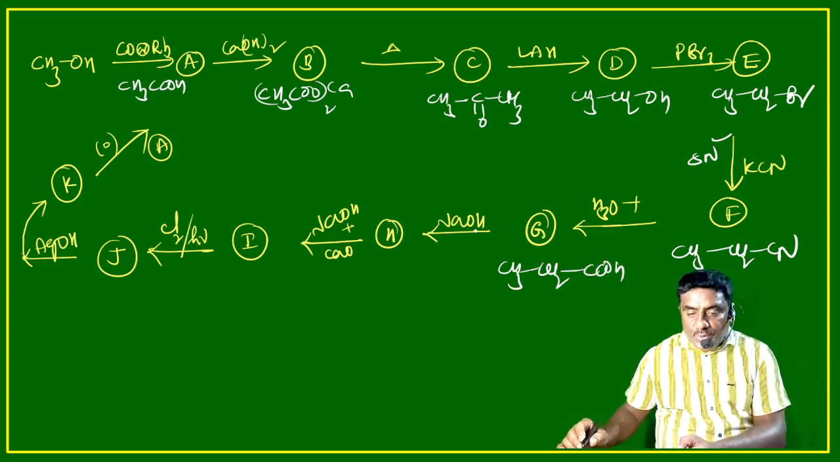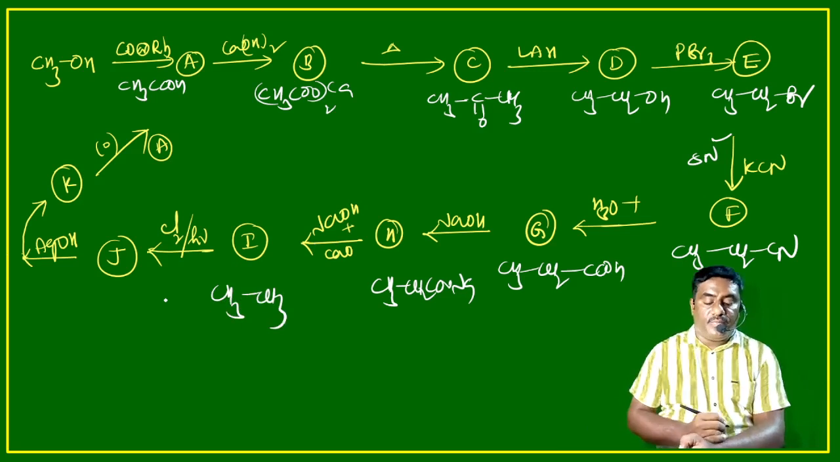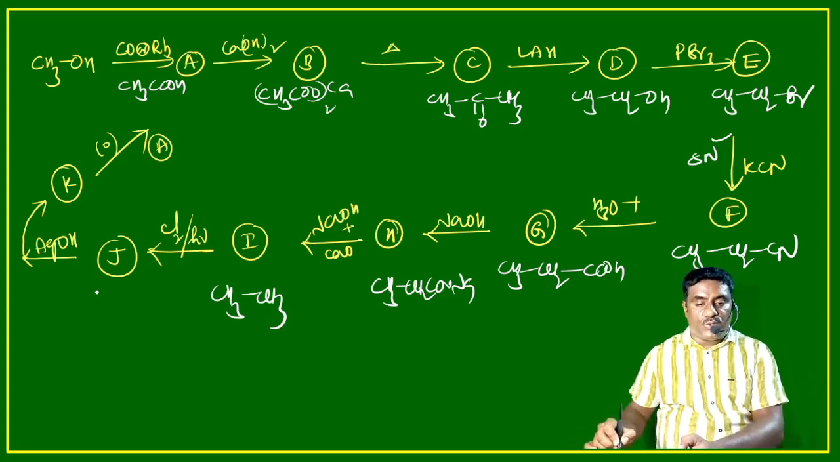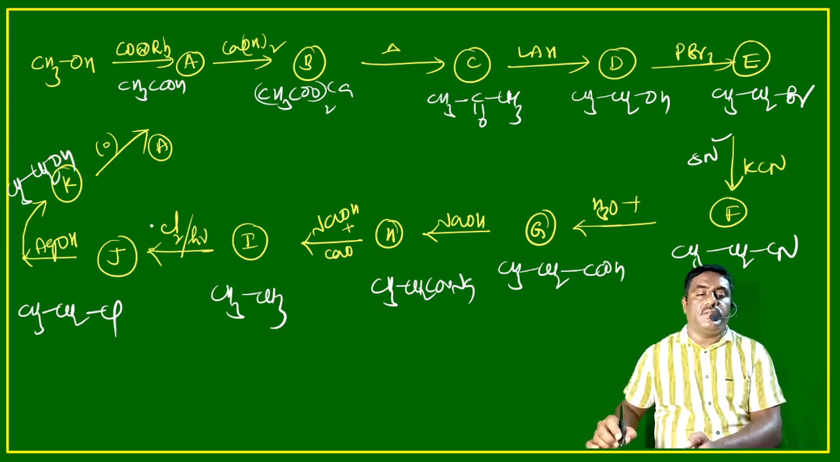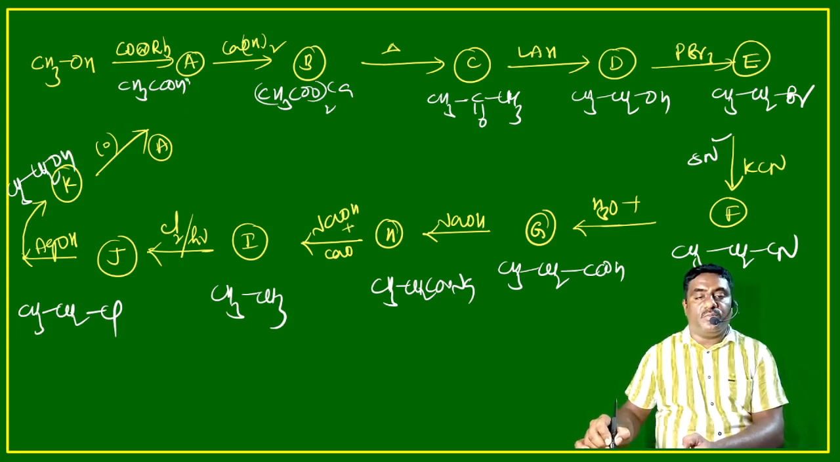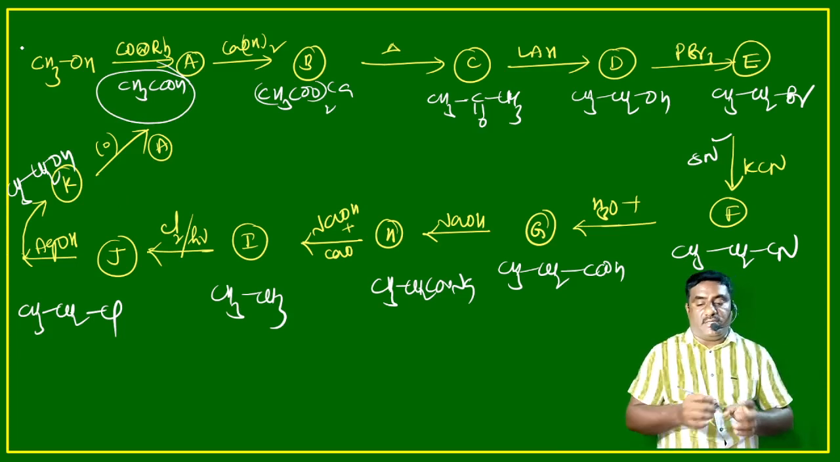In the presence of sodium hydroxide, it forms CH3CH2COONa, and by decarboxylation it forms what? Alkane is formed, CH3CH3. When chlorinated, it forms CH3CH2Cl. With silver hydroxide, it forms CH3CH2OH. When oxidized, it forms what? E, that is acetic acid.